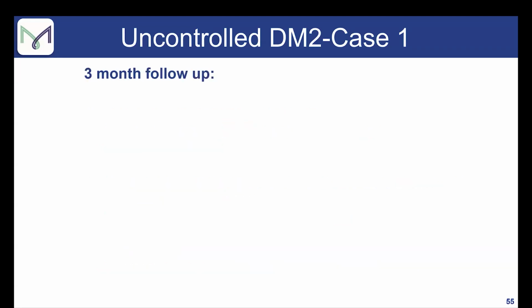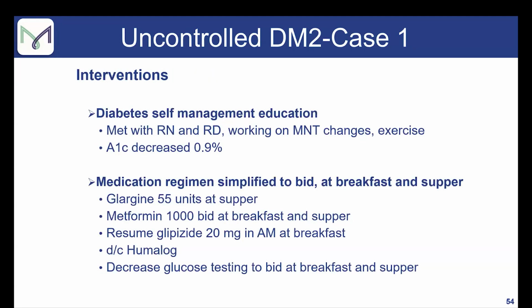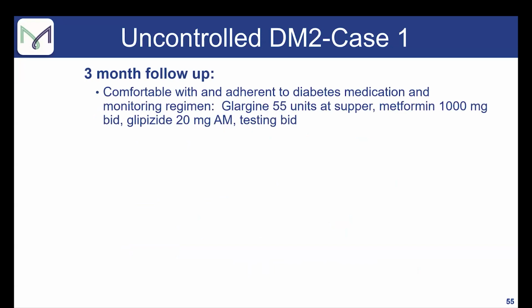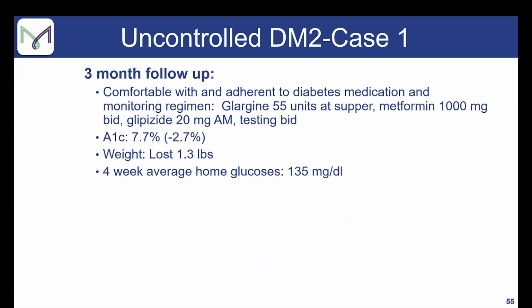So if you analyze this, she is down to 6 steps a day from 11 steps a day to deal with her diabetes. And at her follow-up visit, 3 months later, she was much happier, comfortable with, and able to maintain this diabetes schedule and monitoring. So she hadn't really changed anything. Her A1C was now down to 7.7%, a drop of 2.7%. She'd actually lost a little weight.